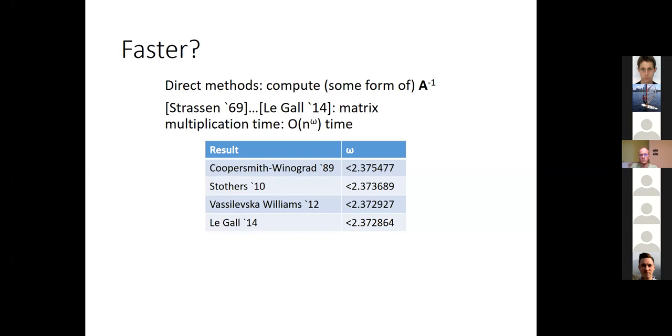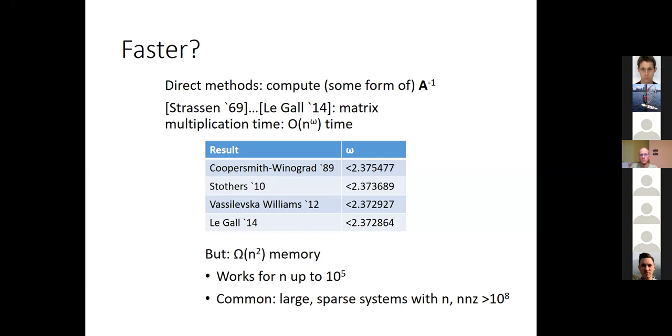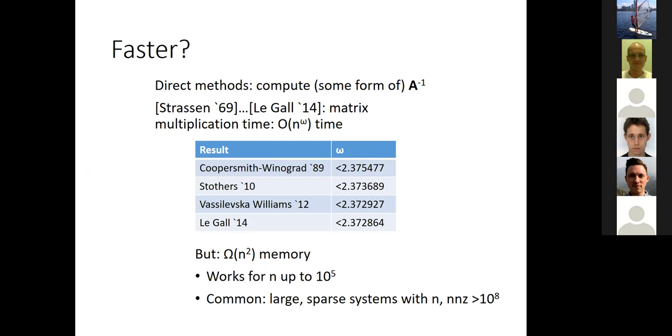But there are some huge caveats with using this type of method. The first is that it uses n squared memory. The idea is that these methods explicitly generate an inverse of the matrix, which means that when you do these large scale computations, the runtime is actually less of a constraint than how much memory you're using. And the issue with these methods is that their memory grows quadratically in the size of the matrix.